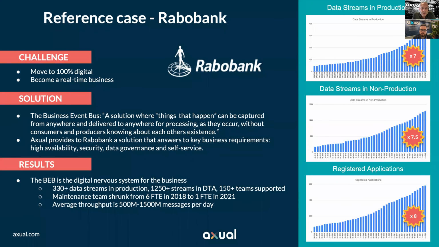And as a reference case, Rabobank was the first customer that we worked for. This is where we started to play around with Kafka and found out in practice that there's a lot of functionality missing around Kafka, specifically for banks, for organizations working in a regulated sector in general. Rabobank wanted to have this central solution where events could be shared and captured by any other application in the organization.